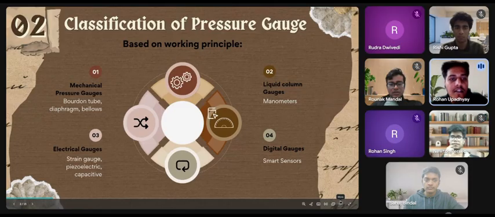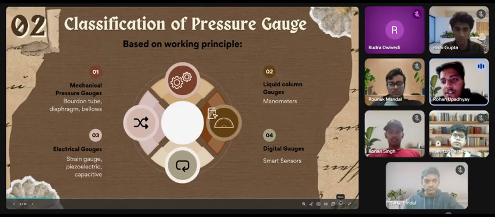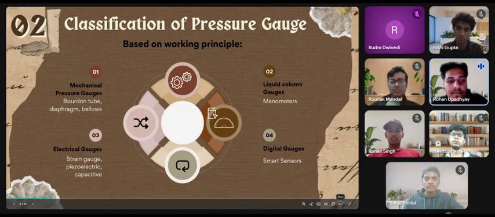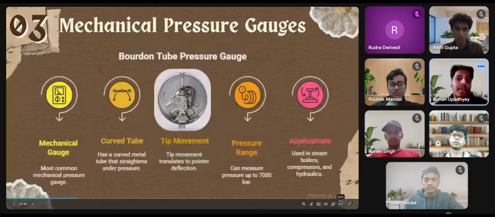First one is mechanical pressure gauges. Examples are Bourdon tube, diaphragm, and bellows. Other one is liquid column gauges. Examples are manometers. Third one we have is electrical gauges. Examples are strain gauge, piezoelectric, and capacitive gauges. And last one is digital gauges. Examples are smart sensors.